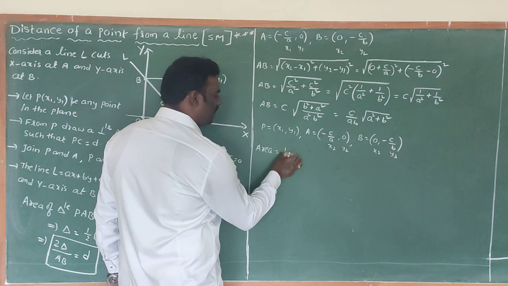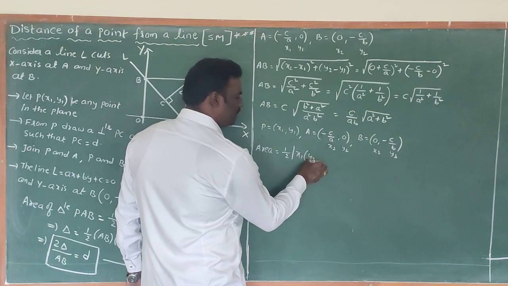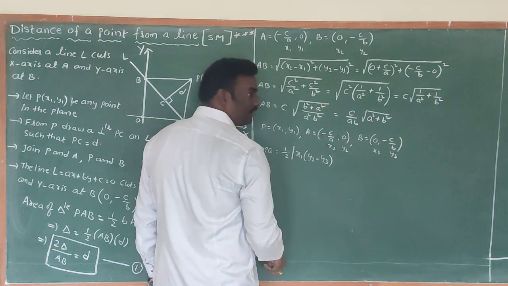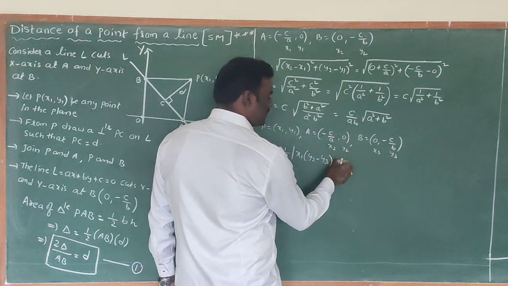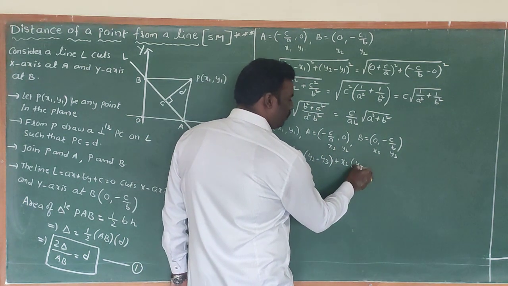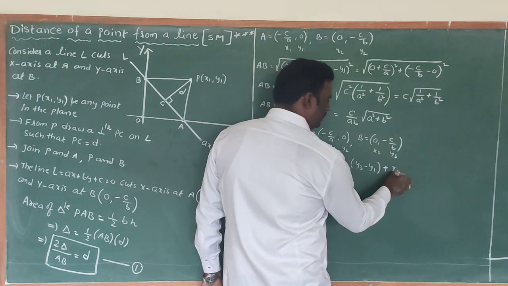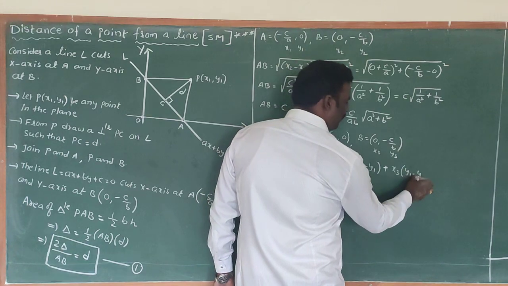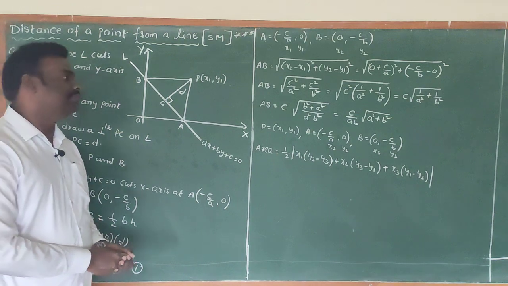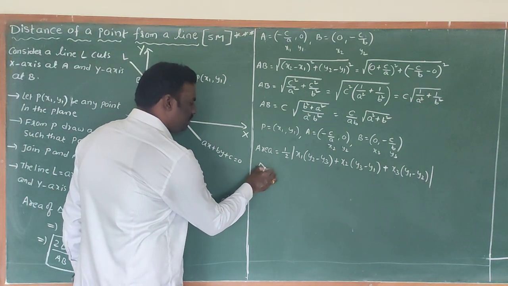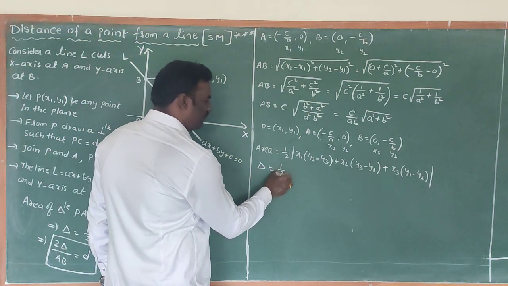If you know the vertices of triangle, what is the formula for area? Area is equal to half modulus of x1 into y2 minus y3, plus x2 into y3 minus y1, plus x3 into y1 minus y2. Already in 10th standard we know this formula. In synopsis also I explained. This is the formula for area of triangle. This area is denoted by delta.